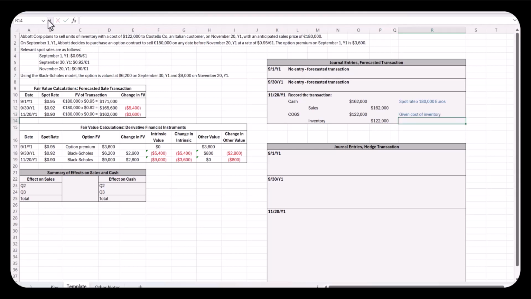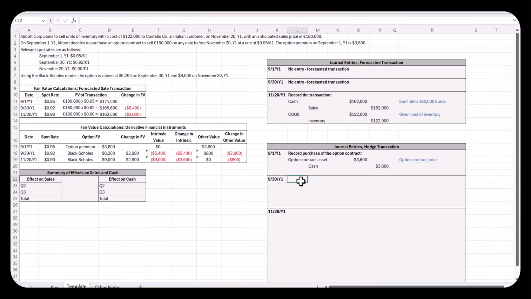Now we can start working on the journal entries for the hedge transaction. We're going to start back over as of September 1st. For the hedge transaction, we're really talking about the option contract here. And something did happen on September 1st related to the option contract. We bought it. So we're going to record the purchase of the option contract on this date. When you buy an option contract, you receive an option contract asset and you pay cash. So we're going to debit option contract asset, and then we're going to credit cash for the cost of the contract, which was given as 3,600, and that's just the option contract price.